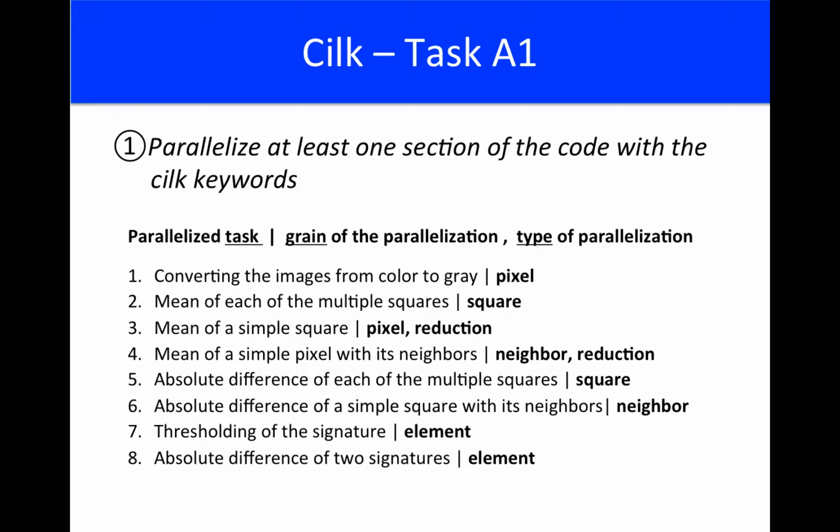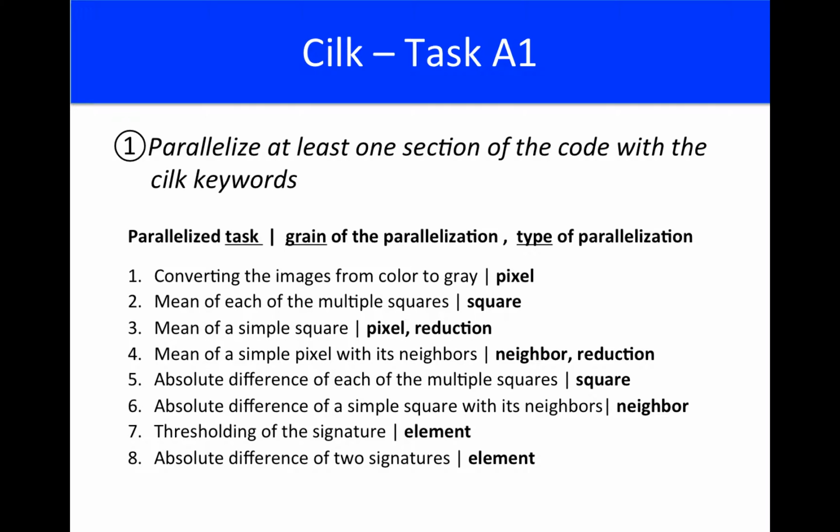Third, the mean of the previous squares has to be done with an arithmetic reduction, but this reduction can be done in parallel as well. Fourth, when doing the previous mean, each pixel first smooths its value with the immediate neighbors. This is again another kind of arithmetic mean and can be reduced in parallel. Fifth, the application processes the absolute difference between each square and its neighbors. We do this in parallel square by square.